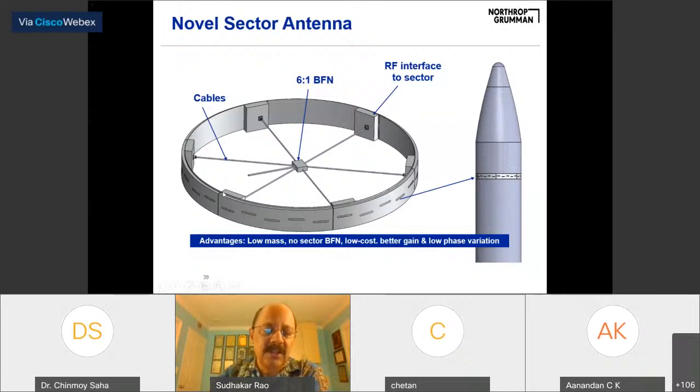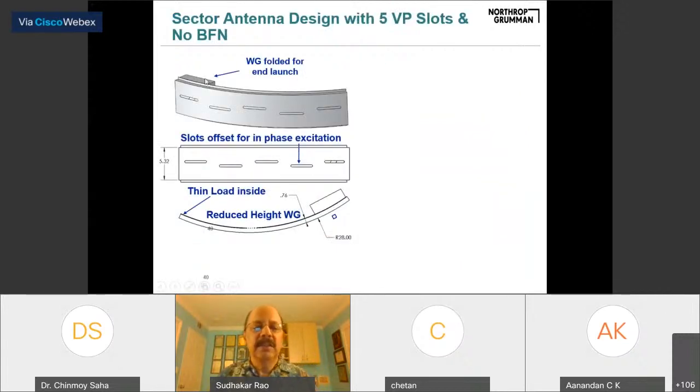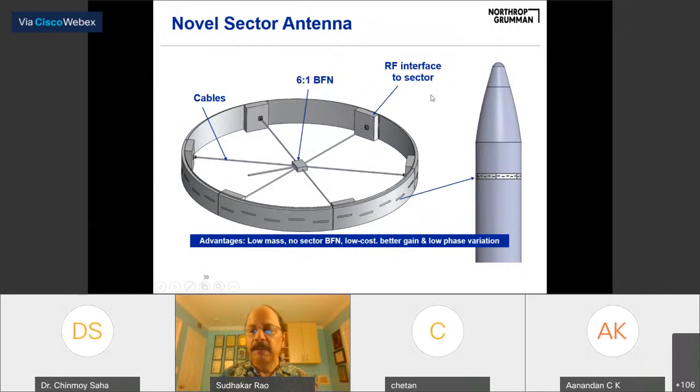And then you can see the slots. You have only one input, and the slots are designed so that everything is uniformly illuminated, and no power is left at the end. If anything is left, we have a load so that the reflections won't come back and disturb the patterns. So it will be absorbed. The 6 sectors will be mounted around the body of the vehicle. The cables take it to a 6-to-1 combiner, and then we have other communication equipment. This is done at the L1, L2 GPS frequency bands, and also S band for TT&C.